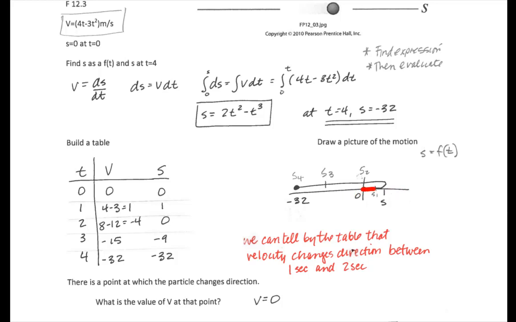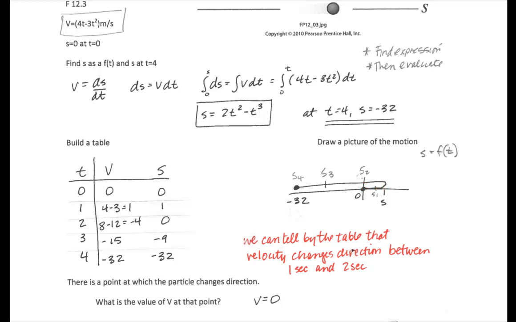As time marches on, the particle is moving in the forward direction, so that at time equal to 1, it has moved up to position 1. But here's the curious thing. When time is equal to 2, the position is back at 0. So something happens here: at time equal to 2 seconds, position has gone back to 0.